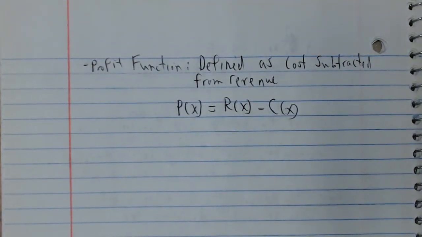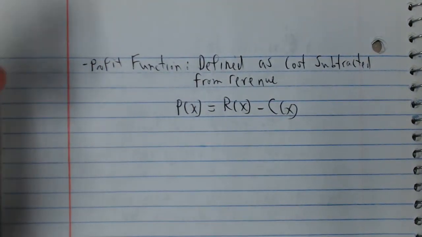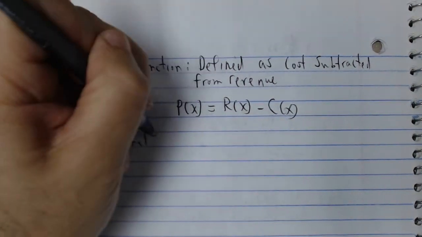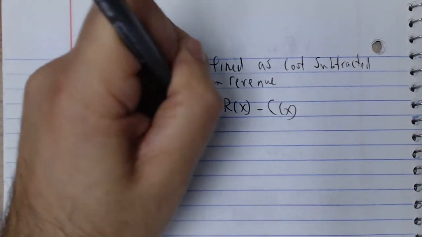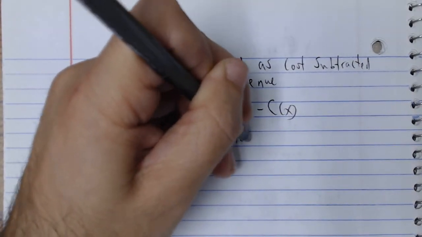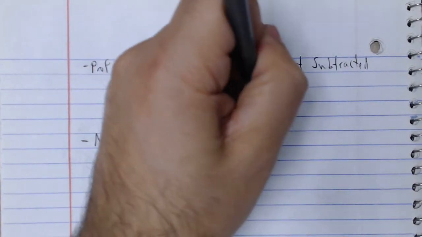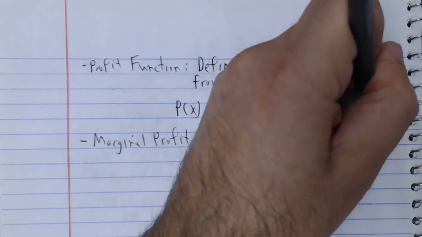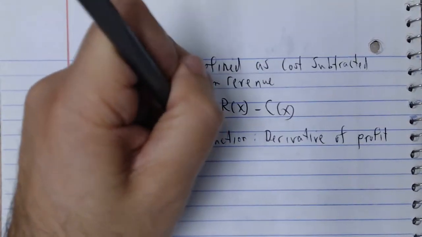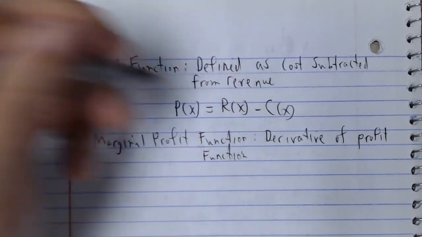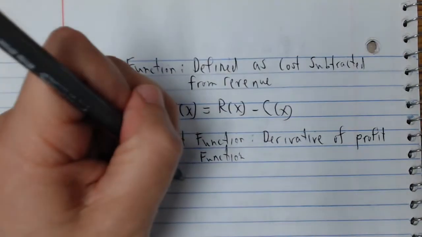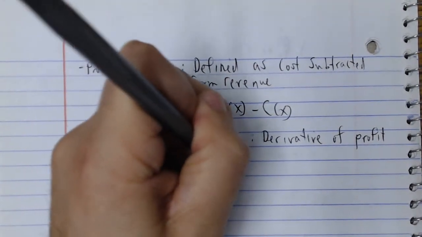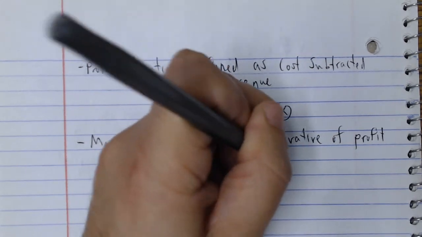So obviously, since this is the case, we want to now talk about the marginal profit function. And I'm sure you've already guessed, this is the derivative of the profit function. And see, what's our goal? Our goal, which, by the way, let's write this out, P prime of X is just literally R prime of X minus C prime of X.